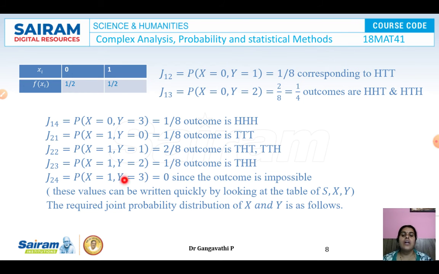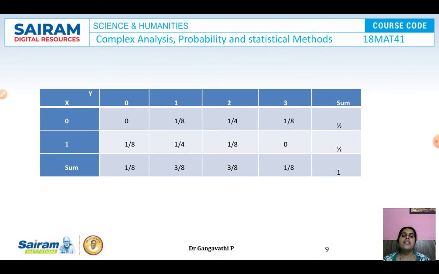Since in the first toss, the tail should appear and number of heads should be 3. So the coin has been tossed 3 times and there should be a tail appearing in the first toss and number of heads should be 3. Again, it is impossible. So therefore, the outcome becomes 0. And these values can be written quickly by looking at the table S, X and Y, and the required joint probability distribution of X and Y is like this. So this is the joint distribution with the probability values.